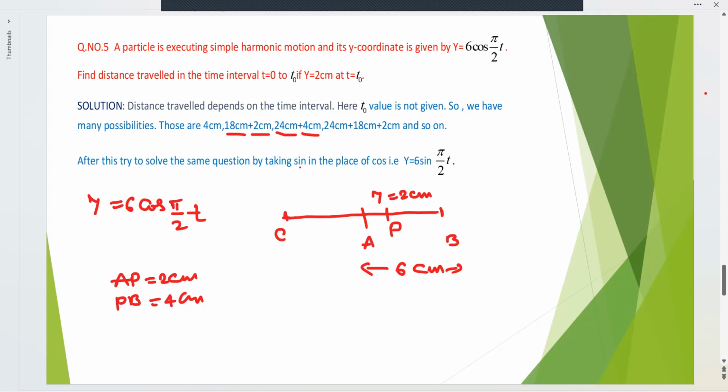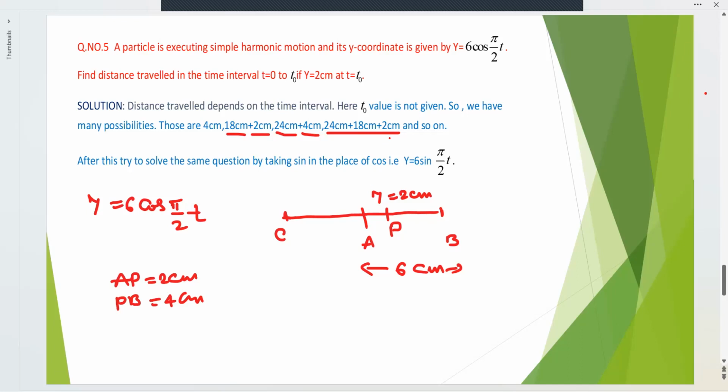Next possibility, 24 plus 18 plus 2. See what this is. 24 means it has finished one oscillation. 18 means right extreme to mean position to left extreme to mean position. Next, mean position to point P, so plus 2. Like this, we have to calculate the distance traveled.